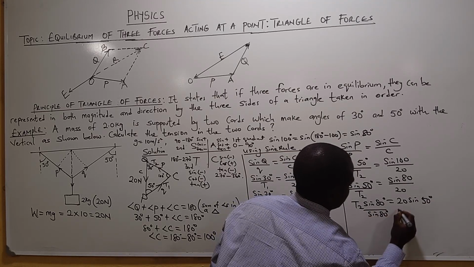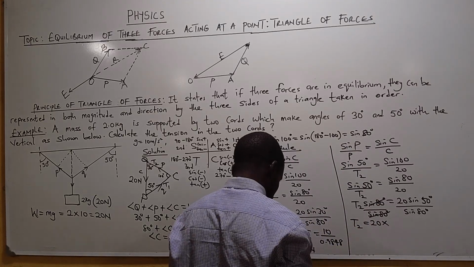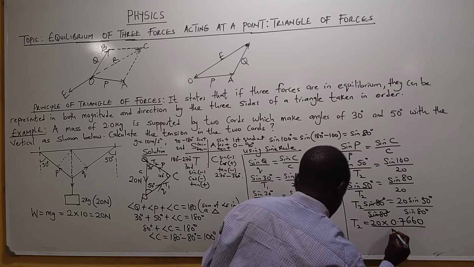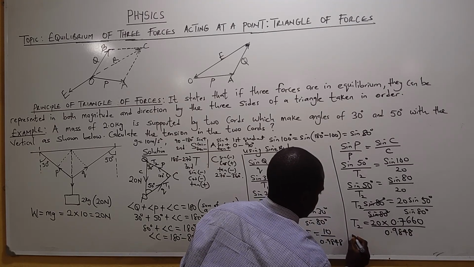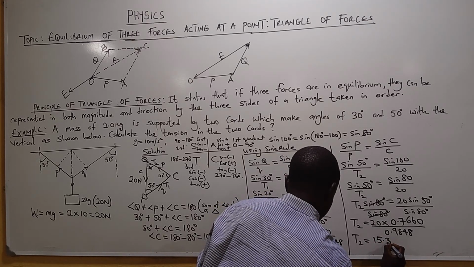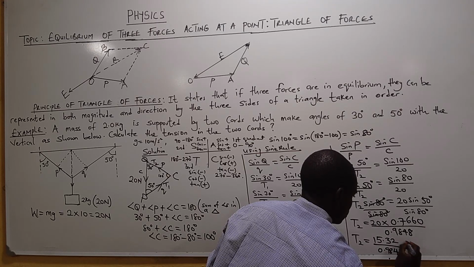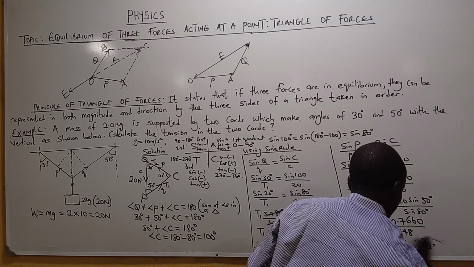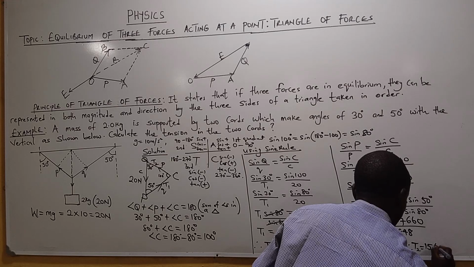Divide both sides by sine 80 degrees. They cancel each other. T2 equals 20 times sine 50 degrees, which is 0.7660, divided by sine 80, which is 0.9848. When you multiply that, you have 15.32 divided by 0.9848. Therefore, T2 equals 15.56 Newton.